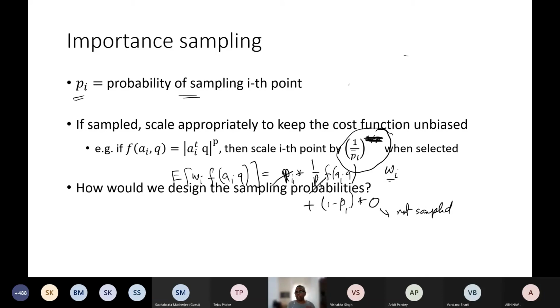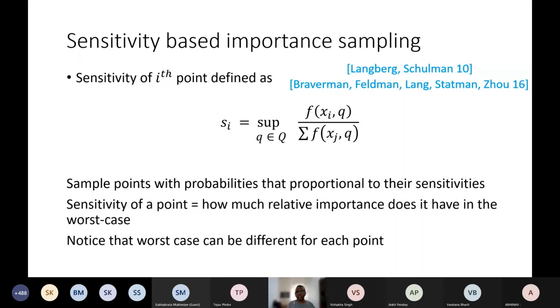Okay, so the important question I left unanswered: how do you design the sampling probabilities? Again, I don't want to go into the formula of this. I want to show you the intuition behind it. So Si is basically the importance, the sensitivity. The sensitivity of a data point is how much relative importance it has in the worst case.